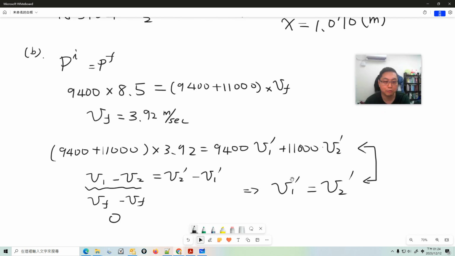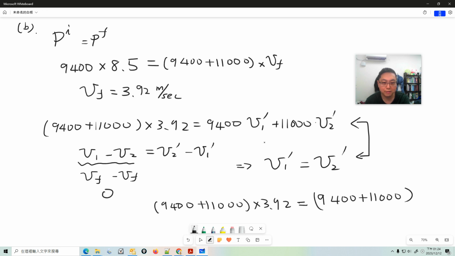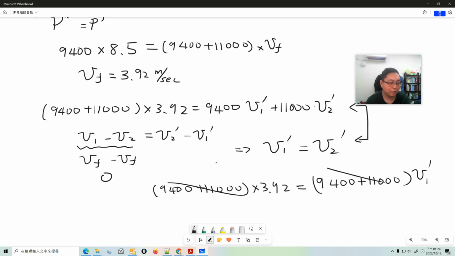So after the elastic collision, what are V1 prime and V2 prime? Since V1 prime equals V2 prime, we can substitute one for the other: 9400 plus 11000 times 3.92 equals (9400 plus 11000) times V1 prime. So after the second part of the collision, V1 prime is 3.92 and V2 prime is also 3.92. That's my answer for the second problem.